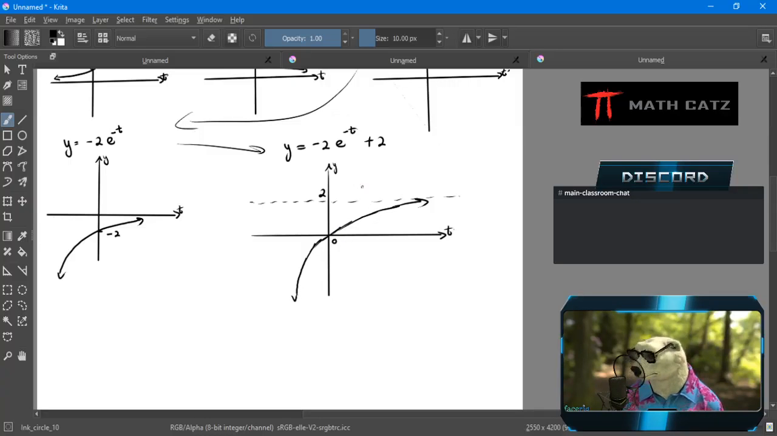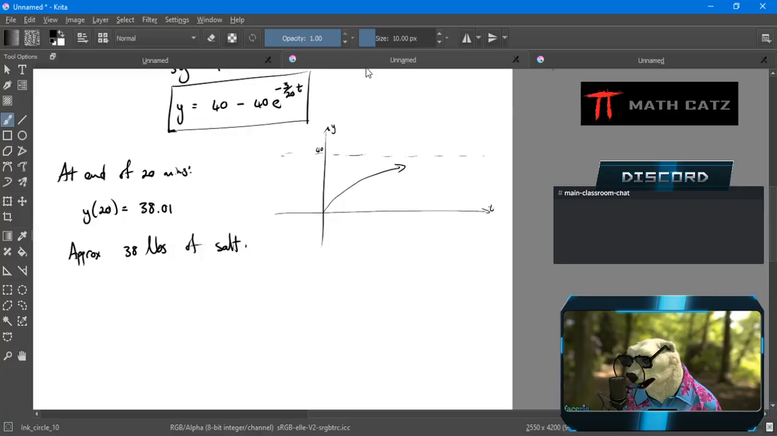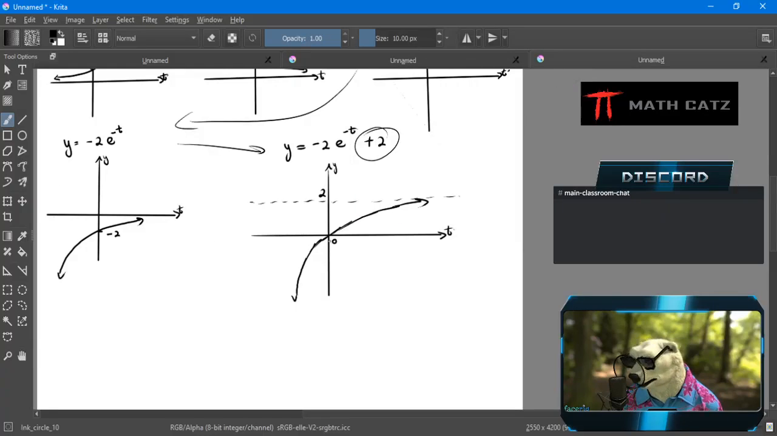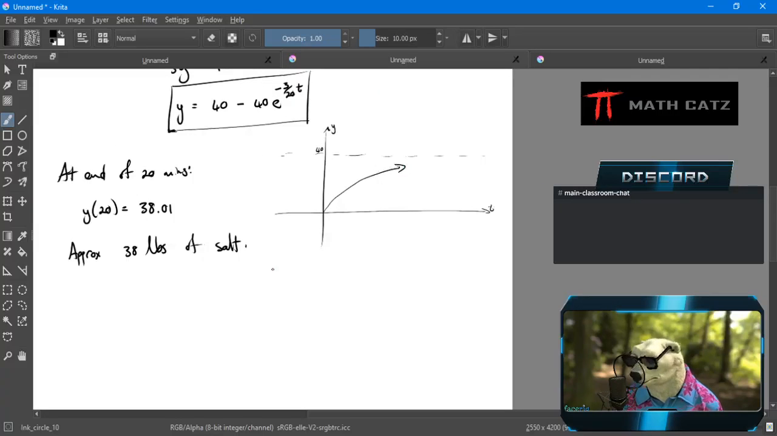And there we see how it's approaching the added number, which in our example is 40, and it starts at 0. Of course, the left side doesn't matter because time is positive, and we get this graph shape.